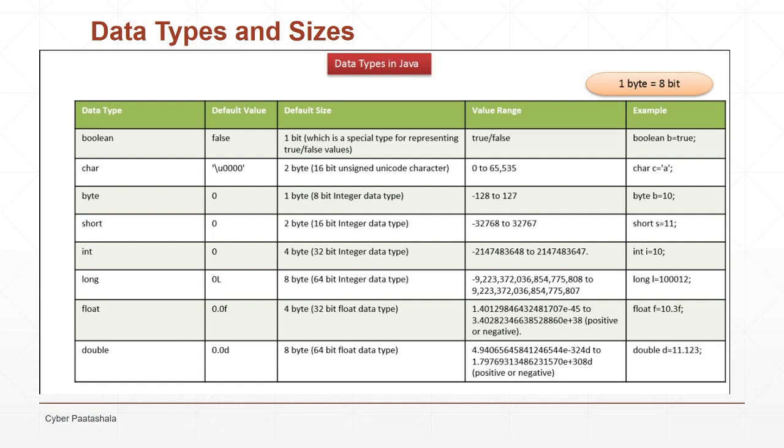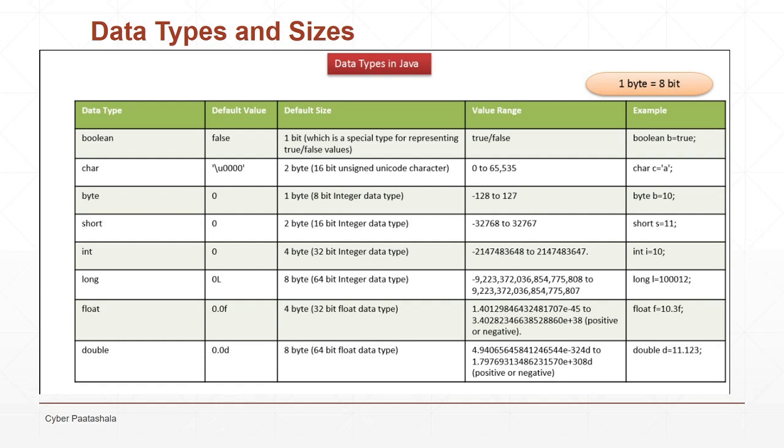In these kinds of scenarios, where you get either a true or a false value, you can use a boolean type. The boolean type's default value is false and its size is 1 bit, meaning it can store only one binary digit, that is either 0 or 1. The value range for the boolean data type is either true or false, and here we have an example, boolean b equals true.